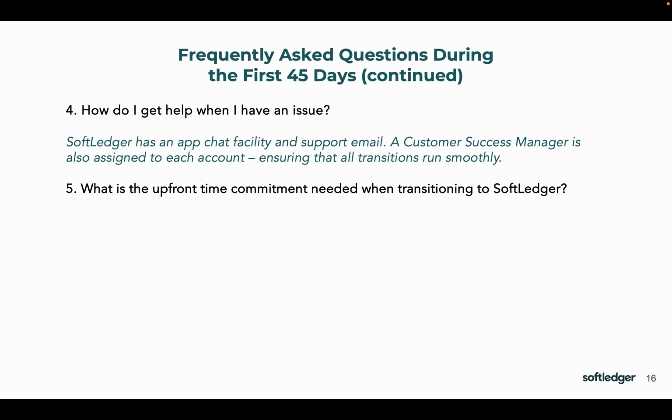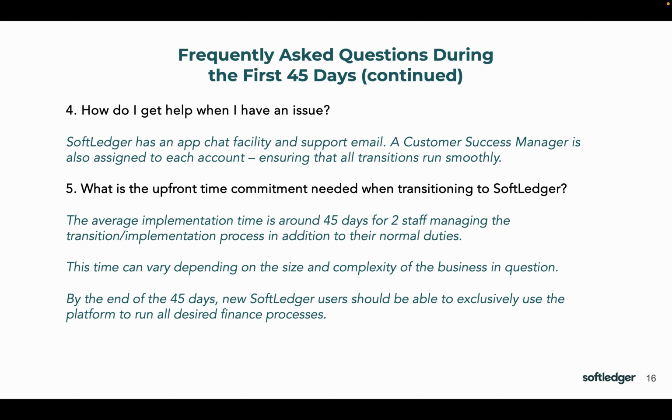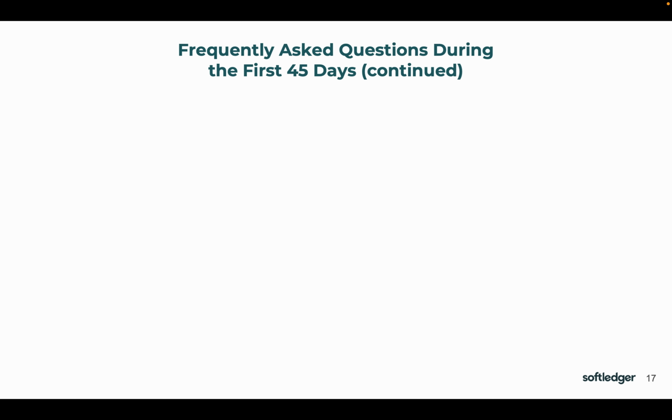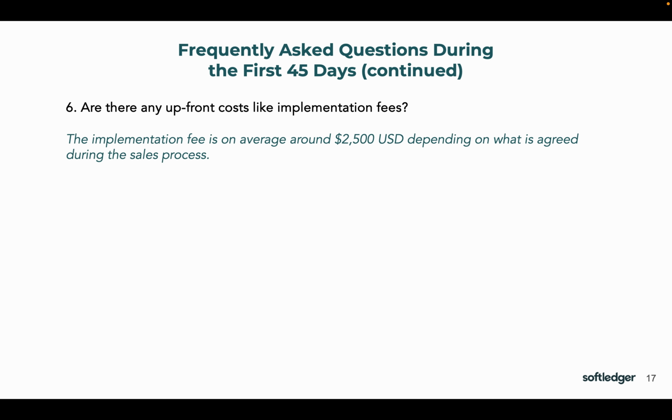What is the upfront time commitment needed when transitioning to SoftLedger? The average implementation time is around 45 days for 2 staff managing the implementation in addition to their normal duties. This time can vary depending on the size and complexity of the business in question. By the end of the 45 days, new SoftLedger users should be able to exclusively use the platform to run all desired finance processes. Are there any upfront costs like implementation fees? The implementation fee is on average around $2,500 depending on what is agreed during the sales process.